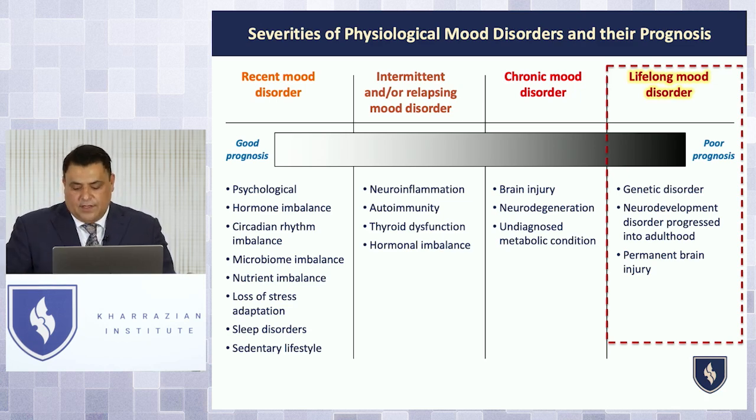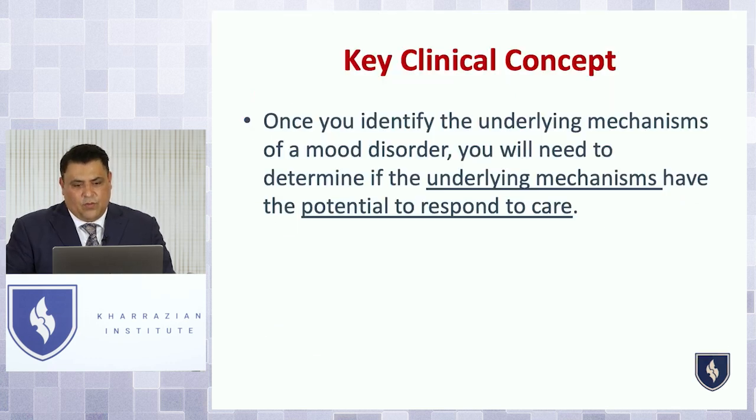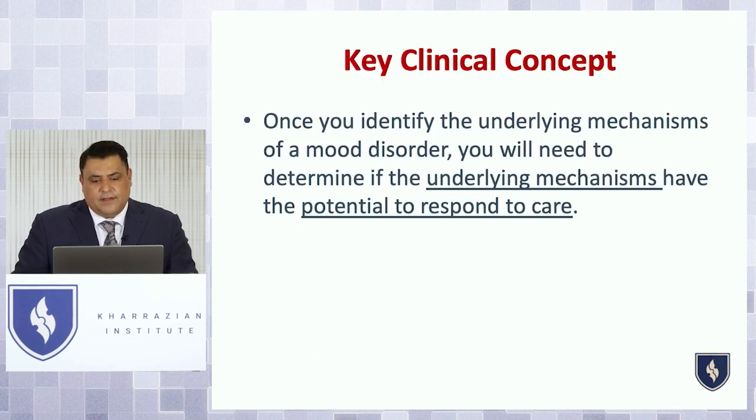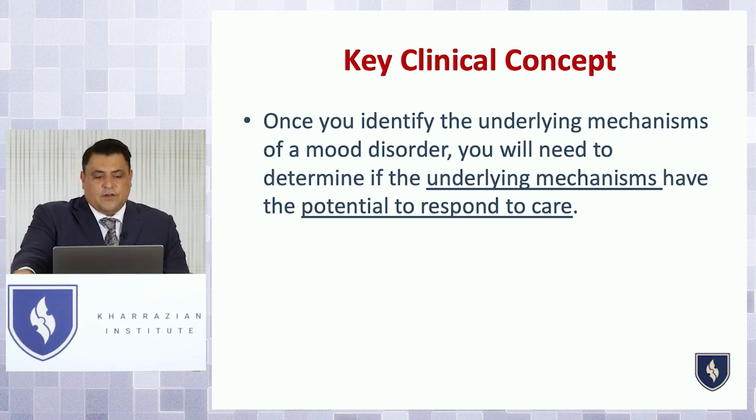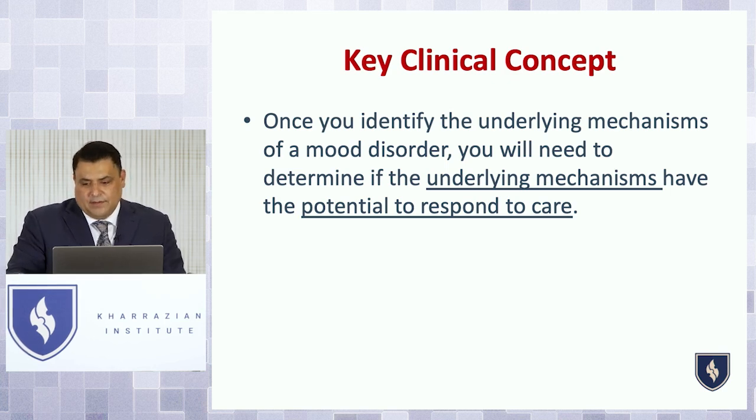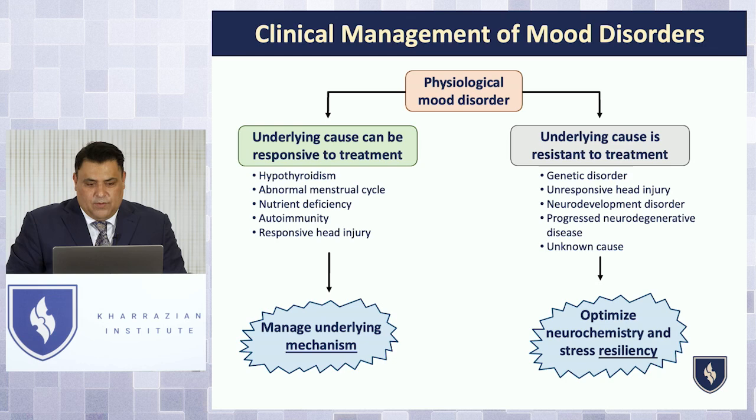So the other key clinical concept when we get into mood disorders is once you identify the underlying mechanisms of a mood disorder, you will need to determine if the underlying mechanisms have the potential to respond to care. May or may not respond to care. So the term I use is, once you find the mood disorder, is the underlying mechanism responsive to treatment, or is it resistant to treatment? So let's talk about the ones that are responsive to treatment.